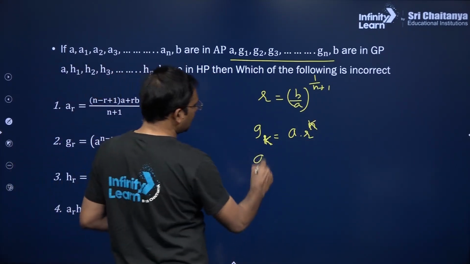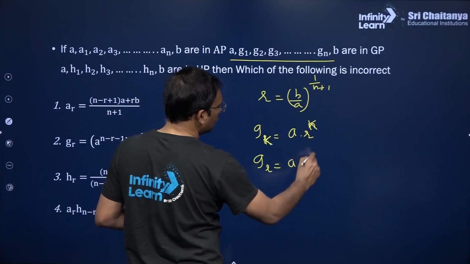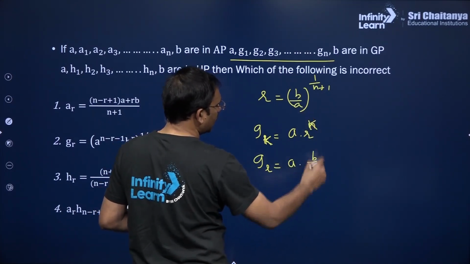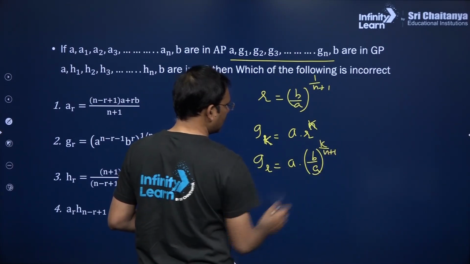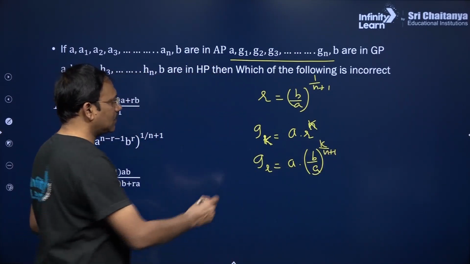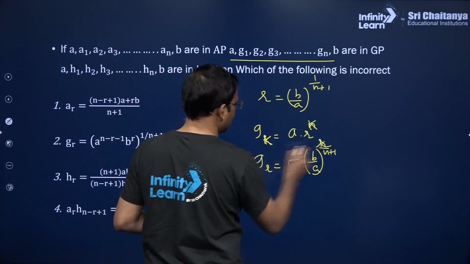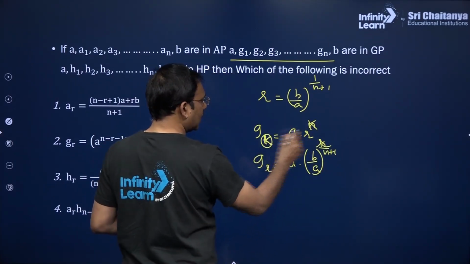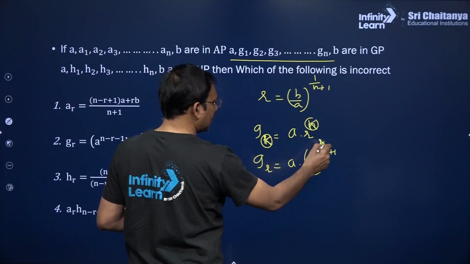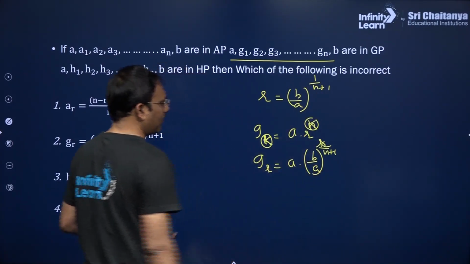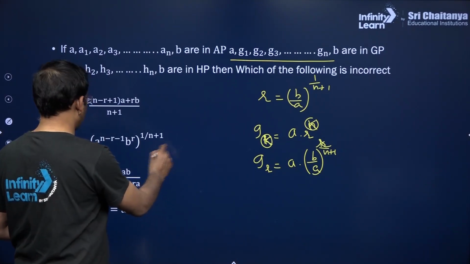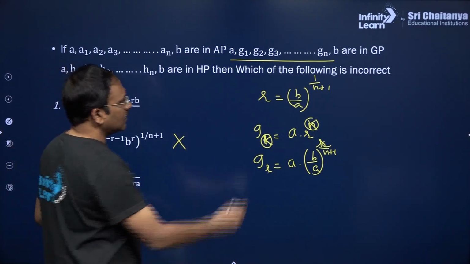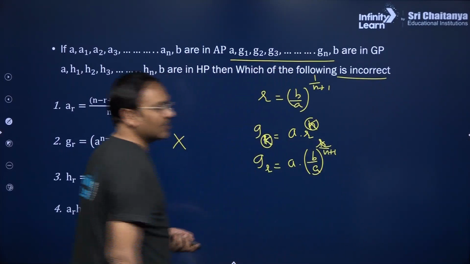So, you can also write, suppose GR is equal to A into R means here common ratio B by A power K by n plus 1, my dear friends. Yeah, that is the thing. This is nothing but R. If you feel it as K, this is K. If you feel it as R, this is R, because R I replaced by B by A. You just simplify, my dear friends. It is not going to be this option. So, this option is false. He asked about the incorrect option, my dear friends.